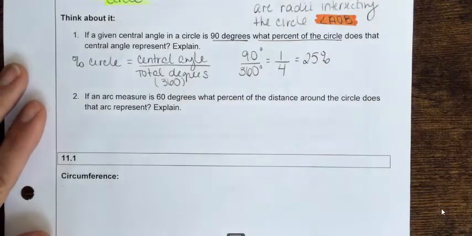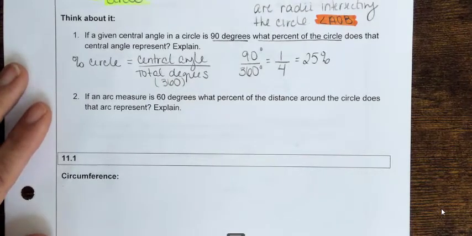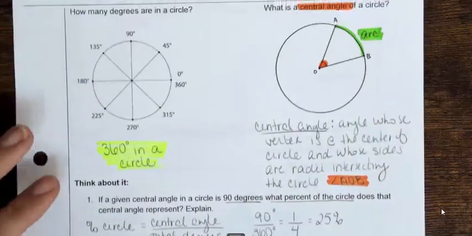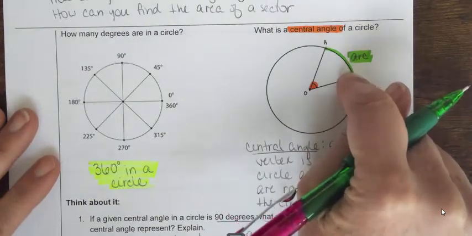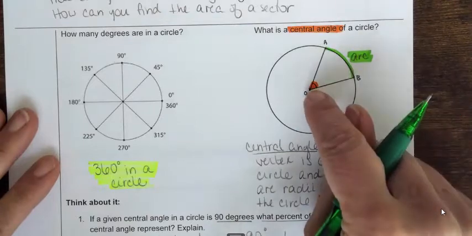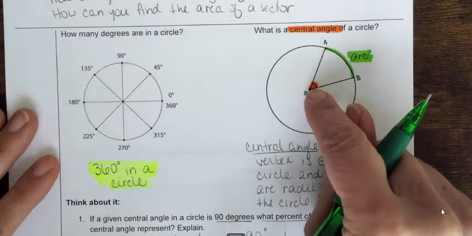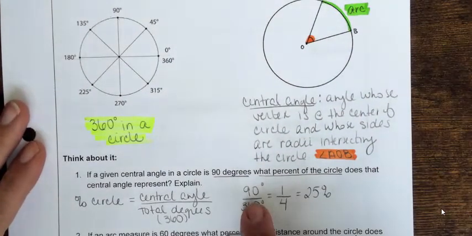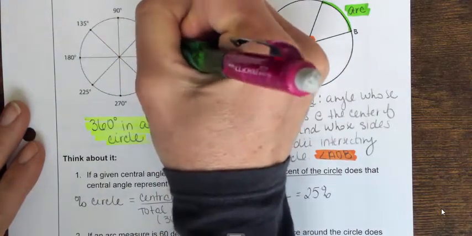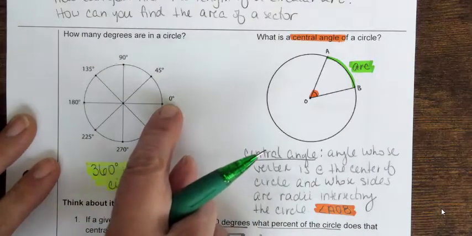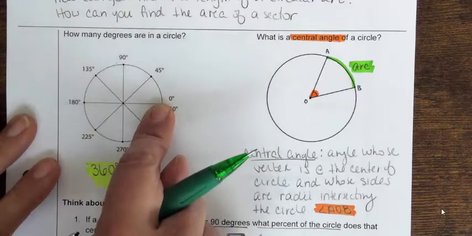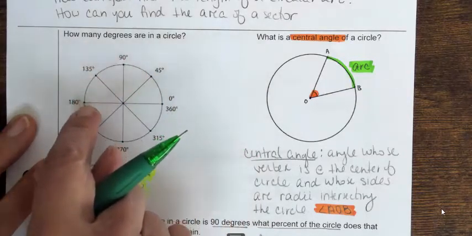All right, number 2. If an arc measures 60 degrees, what percent of the distance around the circle does that arc represent? Okay. So an arc measure, the degrees here, is basically related to that central angle, right? If this central angle is taking up a quarter of the circle, like a 90-degree angle would be, so maybe I should be looking at this one here. Okay, if you look at this arc right here, that arc is taking up a quarter of the entire outside of the circle.